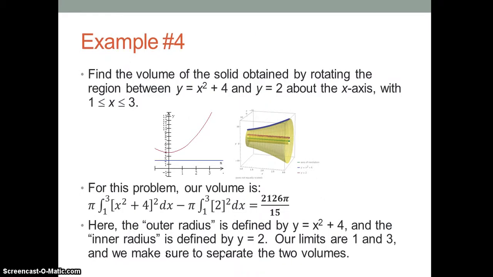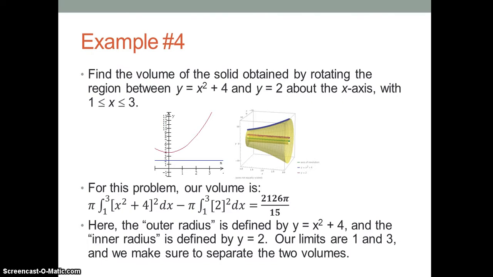So let's see an example with this. Find the volume of the solid obtained by rotating the region between y is equal to x squared plus 4 and y is equal to 2 about the x-axis, with x going from 1 to 3. So WinPlot has provided us with a nice little graph there of what the two functions look like, and then Wolfram Alpha I've come up with a figure for what the actual shape looks like.